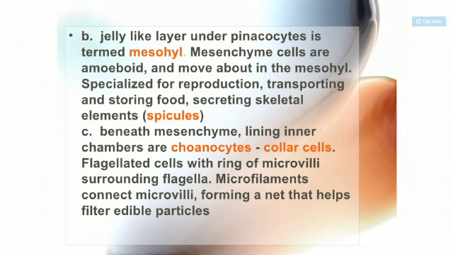Now we will talk about the middle layer, the jelly-like layer under the pinacocytes, which is termed the mesohyl. The mesenchyme cells are amoeboid and move about in the mesohyl, specialized for reproduction, transporting and storing of food, and secreting skeletal elements which are called the spicules. Now the third layer, which is beneath the mesenchyme, lining the inner chambers, are called the choanocytes or the collar cells. These are flagellated cells with a ring of microvilli surrounding the flagella. Microfilaments connect the microvilli, forming a net that helps filter edible particles. So this is the function of all these three layers.